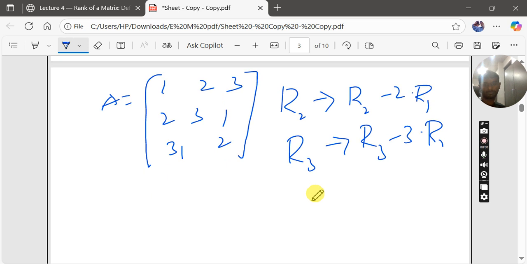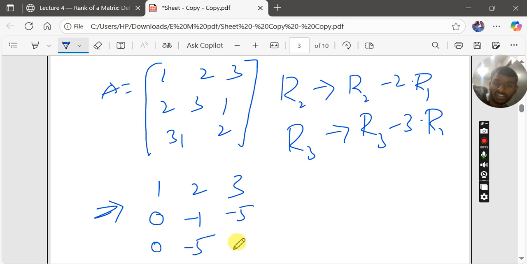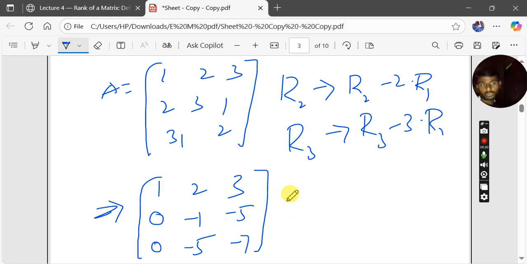So what will be the next step? So 1 2 3 will be the same, and here we will get 0, and here 2 times 2 means 4, 3 minus 4 is minus 1, and again here 2 times 3 means 6, 1 minus 6 means minus 5. Similarly here when you do with 3, 0, and here minus 5, and again here 2 minus 9 is minus 7. So you can see here there is no linear dependency present among the rows or among the columns also. So now you can say rank will be 3.